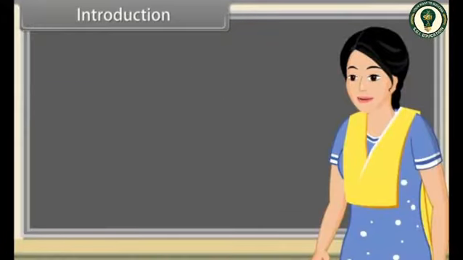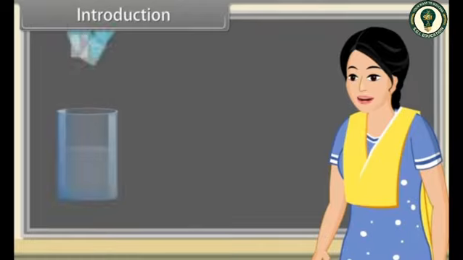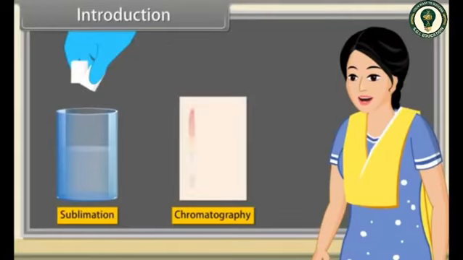Students, in the previous part we have learnt the isomerism and fundamental concepts used in the organic reaction mechanism, and today we learn the methods of purification of organic compounds. Some of the methods are sublimation, chromatography, distillation, etc.